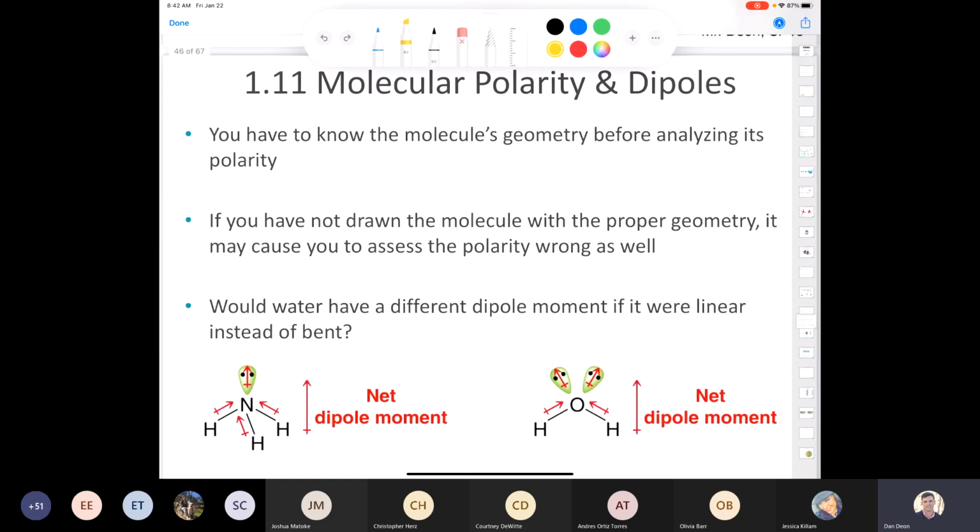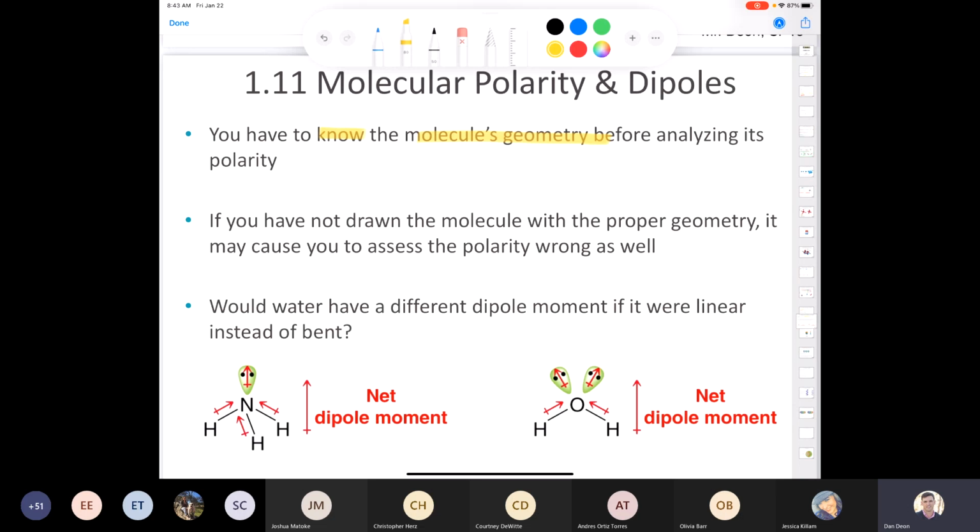Anyhow, this slide is a reminder that you have to know a molecule's molecular geometry before analyzing its polarity, don't you? If you don't draw your molecules correctly, you're not going to be able to assess polarity. Impossible. So you have to have a complete understanding of molecular geometry before you start assessing polarity.